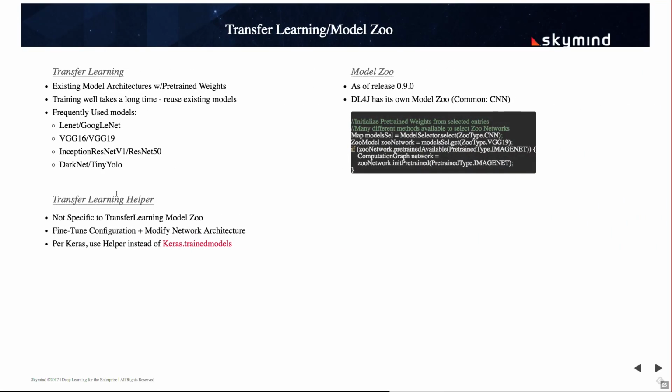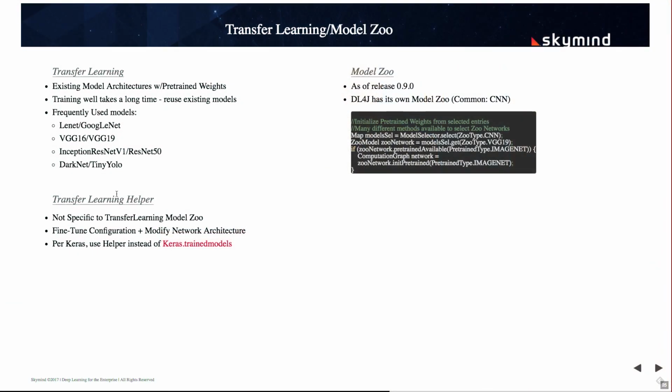So here's the transfer learning, the model zoo. A couple of the frequently used models are LeNet, GoogleNet, the VGG world, Inception, and recently DarkNet and TinyYOLO for computer vision object detection. That's currently not in 9.1, but is in the master branch. If you want to do object detection, where before you got classification and now you want bounding boxes, it's been difficult, at least compared to the Python world, to draw those. You could get that now with TinyYOLO.